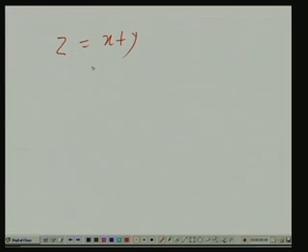We have to find out, so z is a function of x and y. So, we have to find out the probability distribution and also the probability density of this variable z. Now, how to do that?